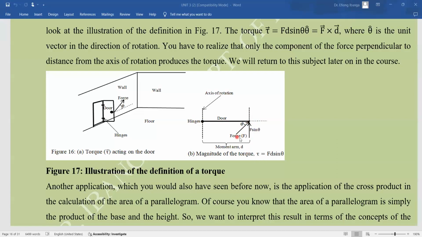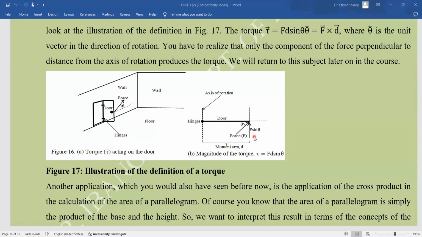Now the vertical part is going to be F sine theta, then times the distance, F R sine theta, as the case may be. That becomes the moment. Now this one, F cos theta times R, is going to be equal to 0. So the effective part is F R sine theta.